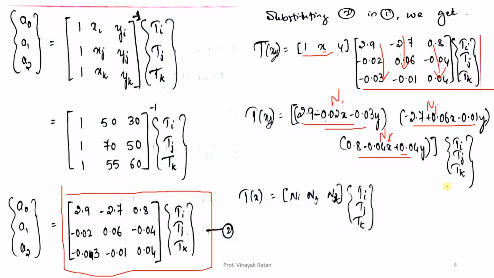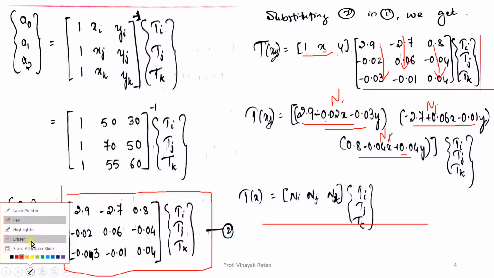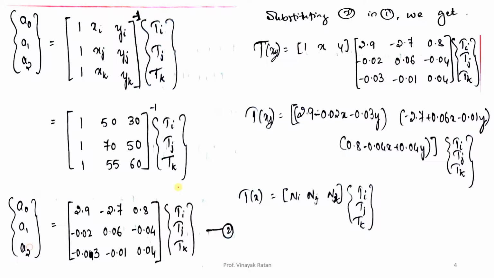So without remembering all those general expressions of N1, N2 and N3, you have found the shape functions for the given triangle element, given the coordinates. Got it? So this is written in general here, where Ni is this, Nj is this, and Nk is this. Got it? Put a message in the chat box. Got it, everyone?